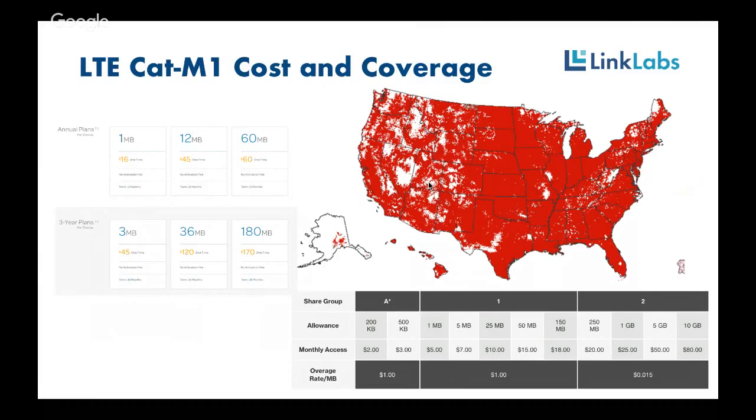In terms of pricing, I just copied and pasted these off. This is the Verizon, this is the AT&T pricing off their website. Verizon has a more traditional, per byte per month model. They have 200 kilobyte plans starting at $2 a month, up to a megabyte for $5 a month. AT&T has more annualized pricing, where you can pay by the year, by the megabyte.